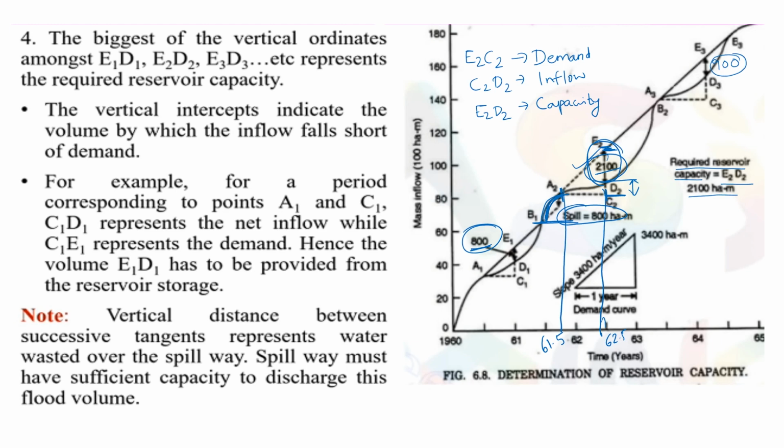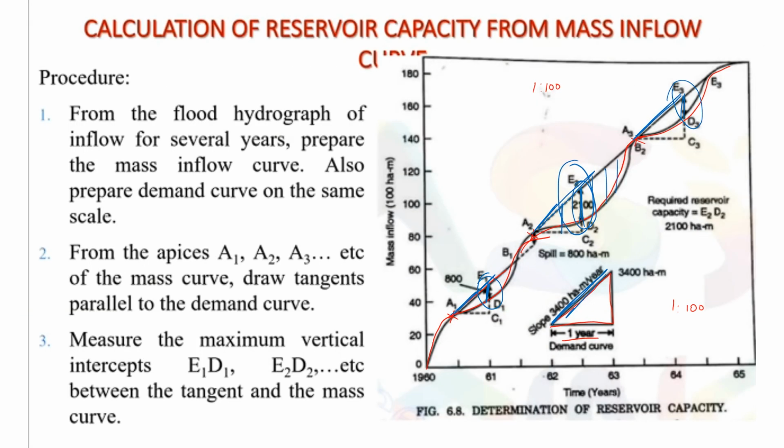We already studied the function of the spillway gate. What is the purpose of the spillway gate? That is to remove or discharge the excess amount of water, that is overflow water, from the reservoir. So after B1 this water is spilled off, that is, we open the spillway gate and this excess amount will overflow.